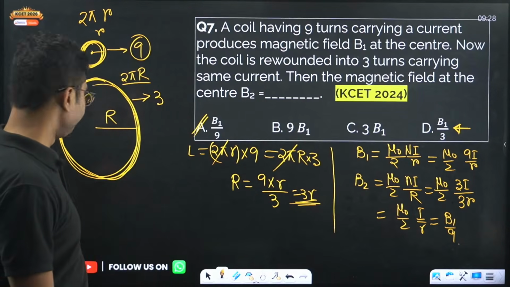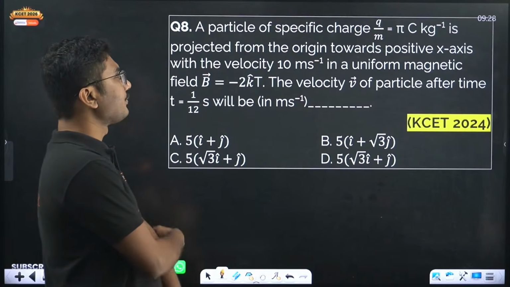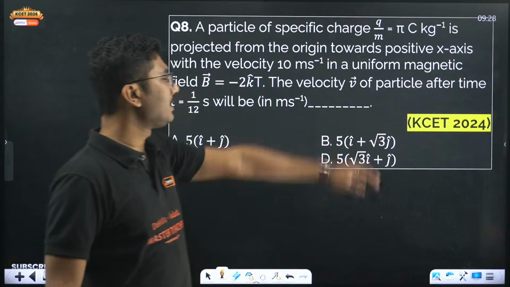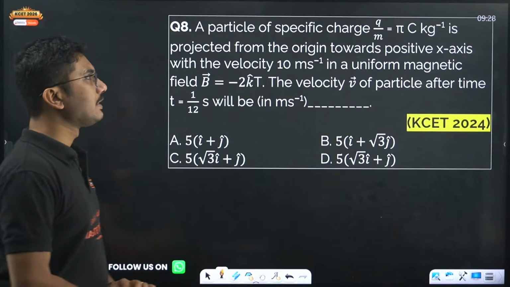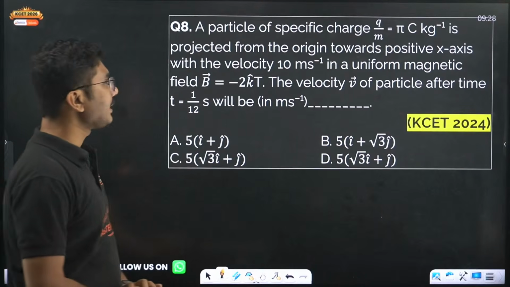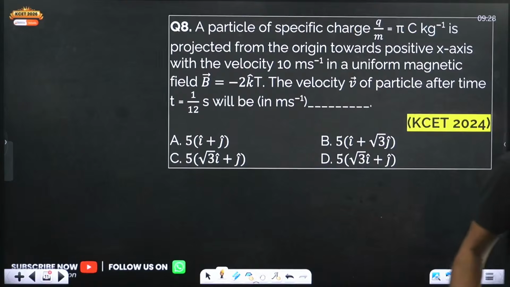Okay. Now the next question: a particle of specific charge q by m. Specific charge means the ratio of charge to mass. It is given as pi coulomb per kg, and is projected from the origin towards the positive x-axis.